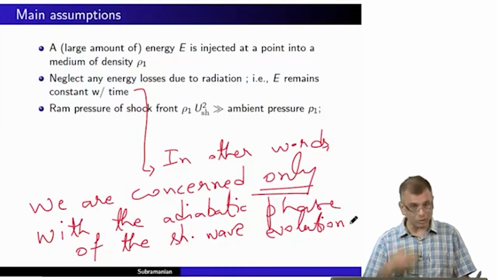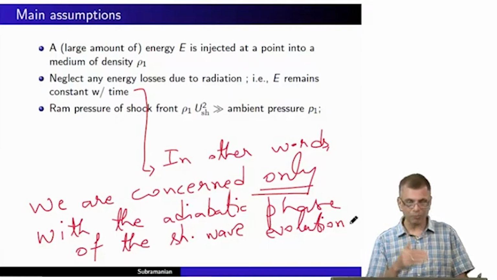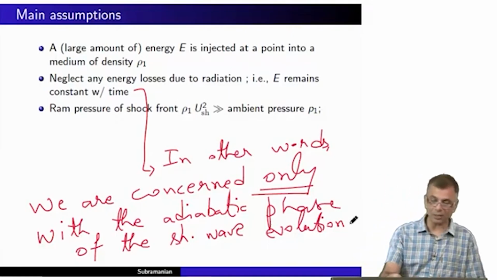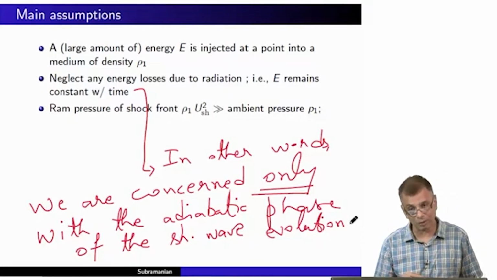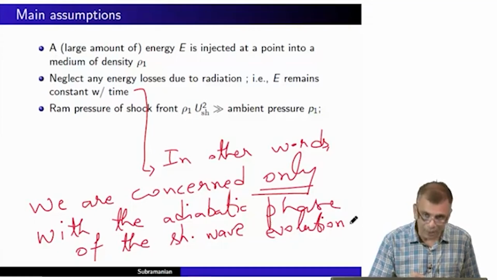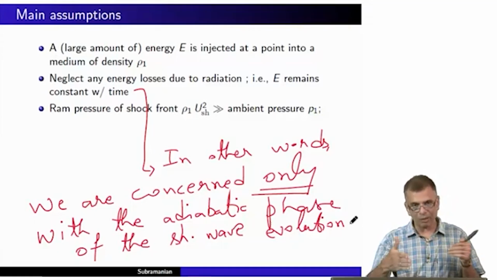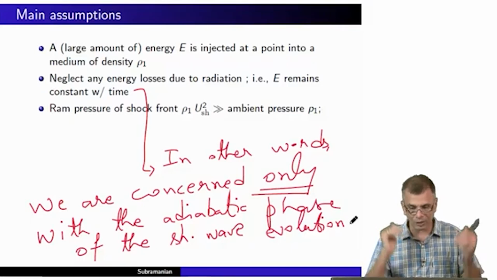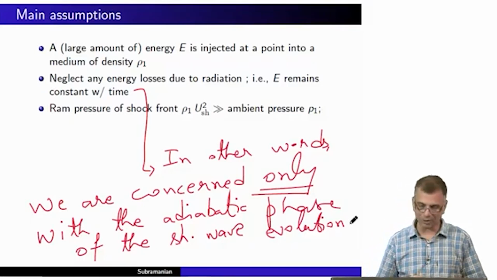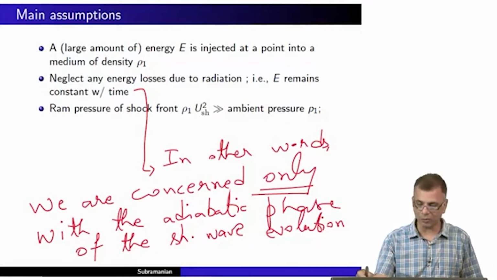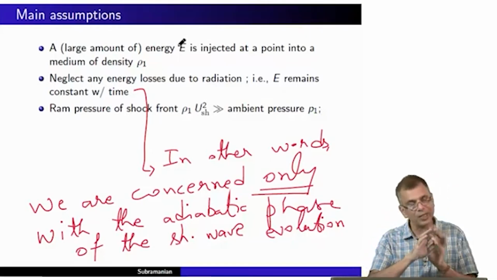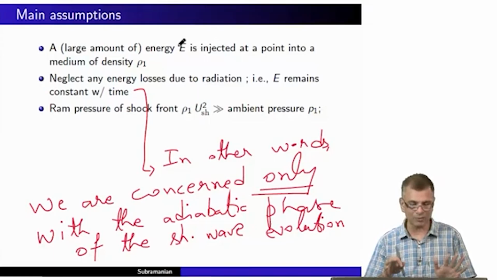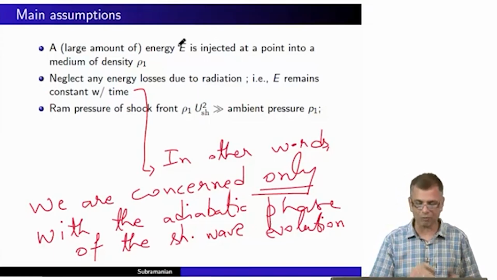Also, beyond a certain phase of evolution, beyond a certain distance, the energy losses due to radiation from the accelerated particles start to matter. Again, we are investigating the part of the evolution of the shock wave which does not take either of these effects into consideration. In other words, we assume that if you inject an amount of energy E into a very small region, that E remains constant, that E is conserved. It does not decrease with time due to such effects.